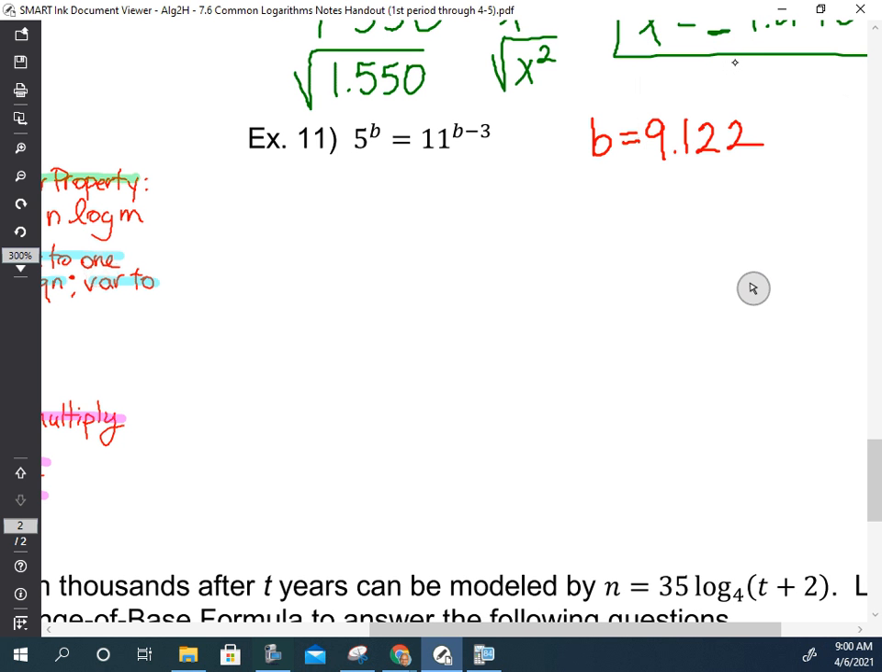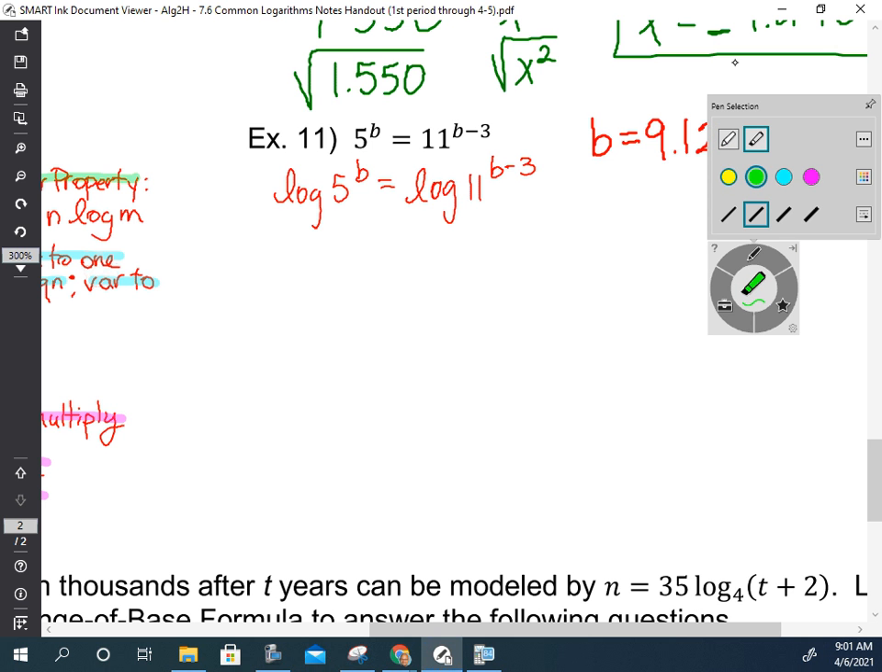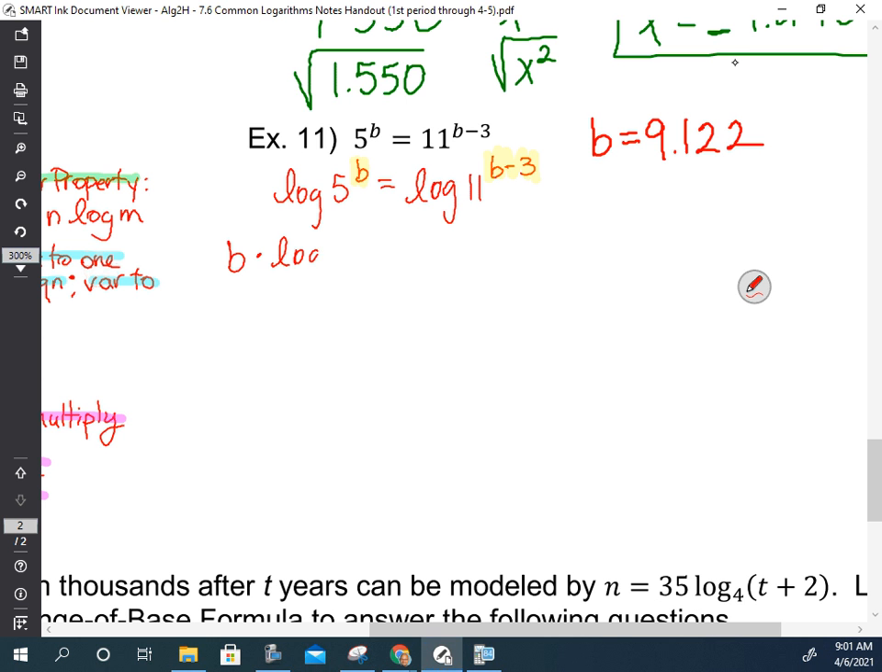All right, so let's start navigating through. The first order of business is to take the log of both sides. We have a property that we can use that allows us to move these exponents. So if we move the exponents, that gives us b times the log of 5 equals b minus 3 times the log of 11.